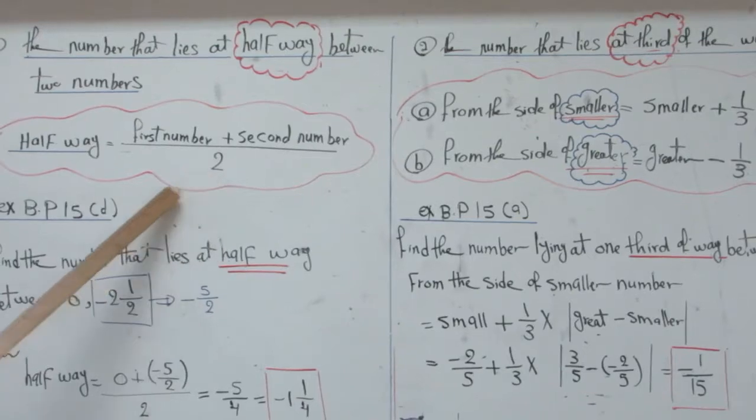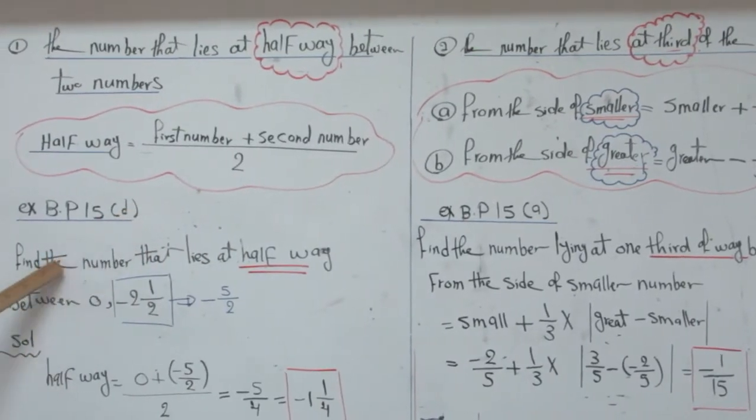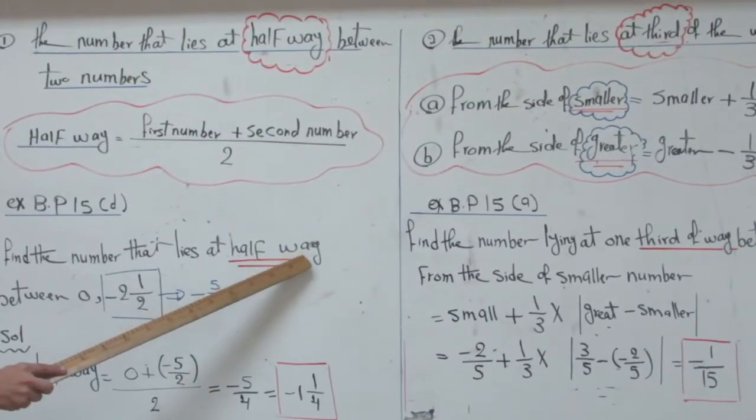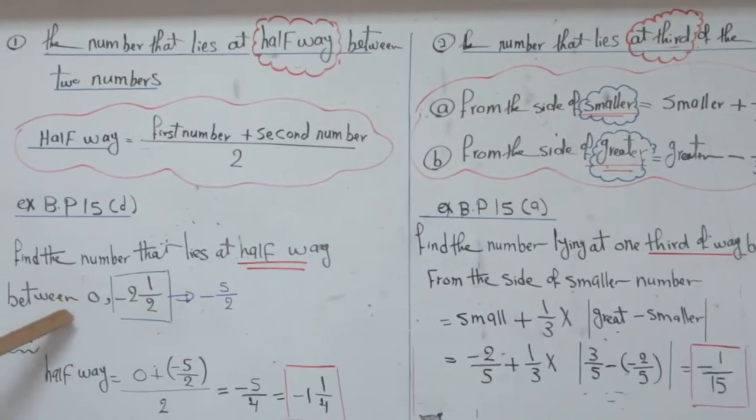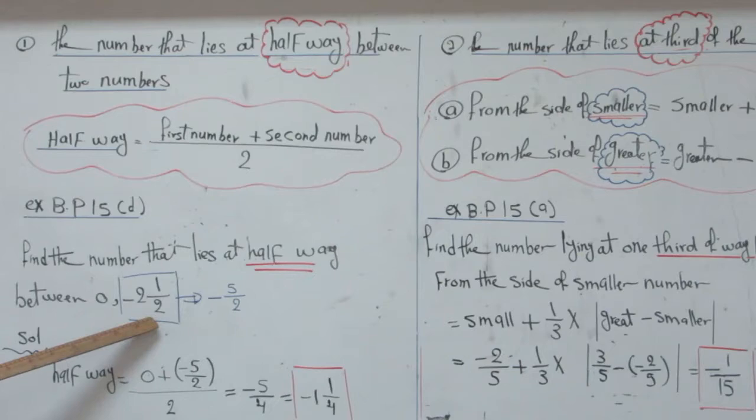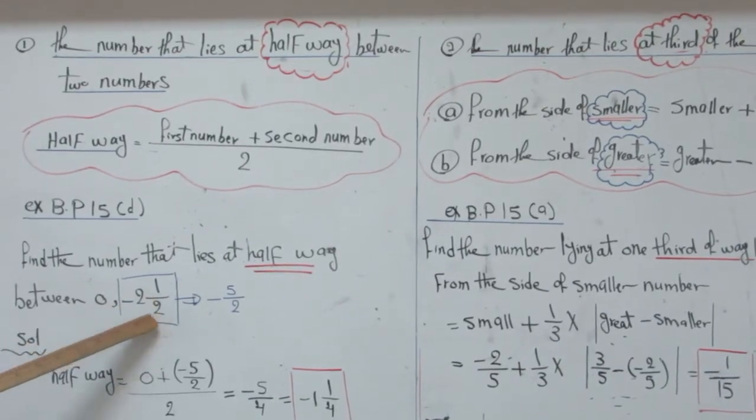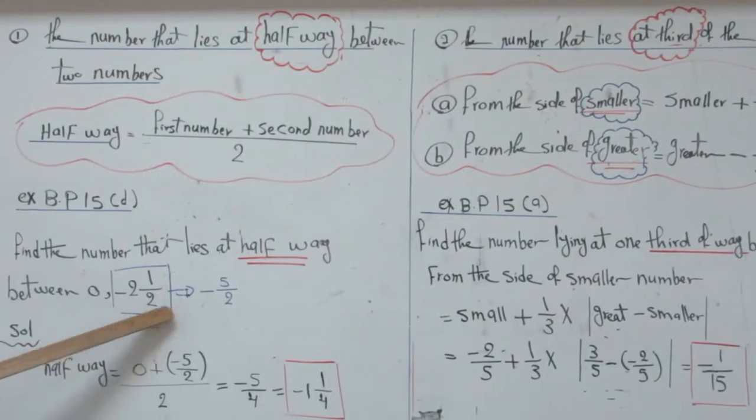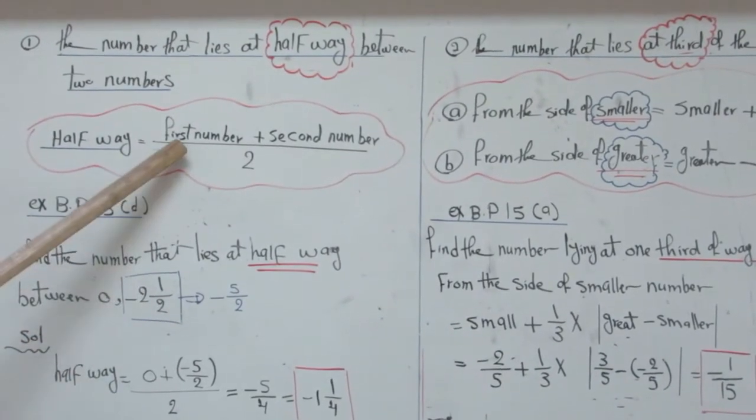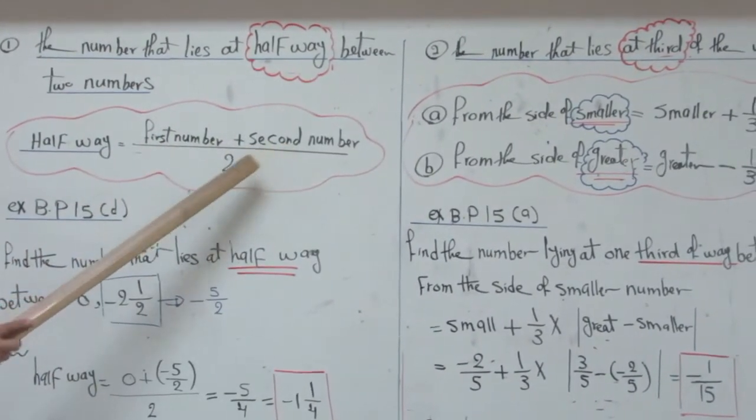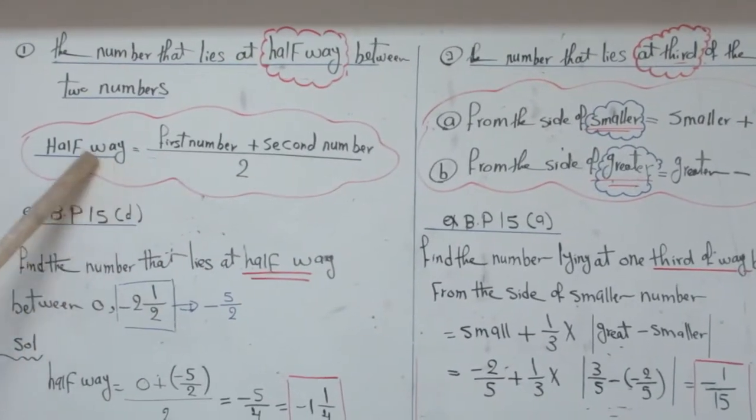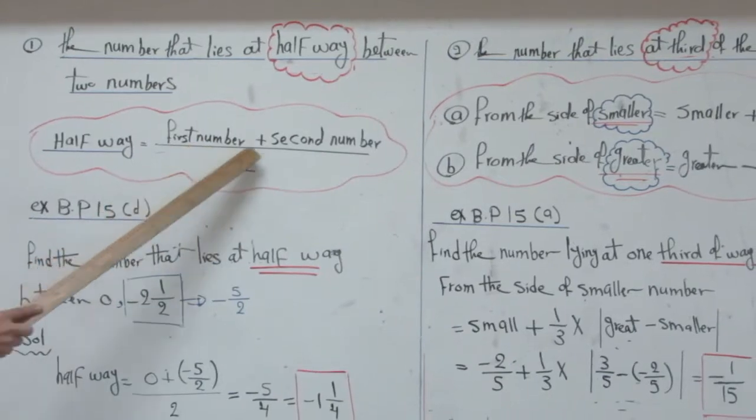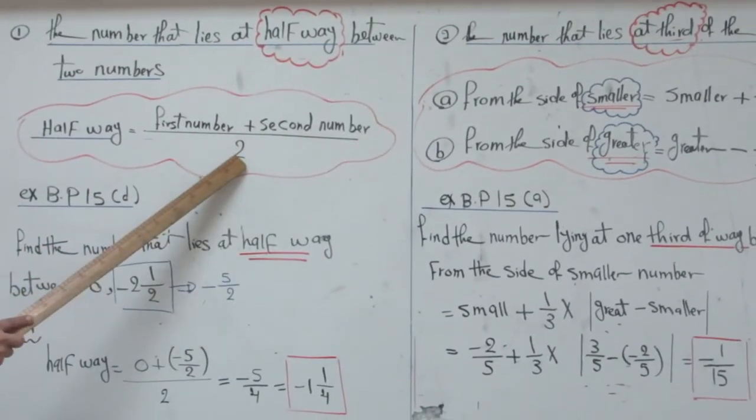A little bit hard. If I say, find the number that lies at halfway between 0 and negative 2 and 1 over 2, to get the number at the halfway, I will make the sum of them over 2: the first number plus the second number over 2. This is the first rule for the halfway between two numbers: the first number plus the second number, all of them divided by what?